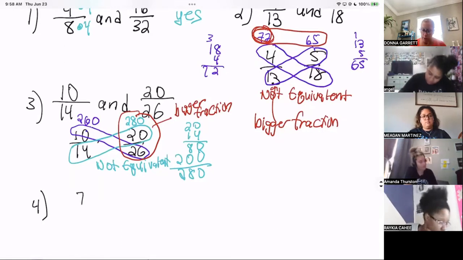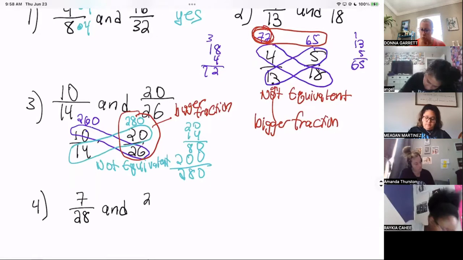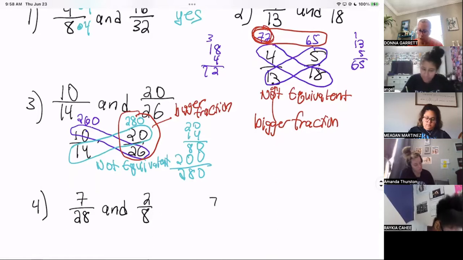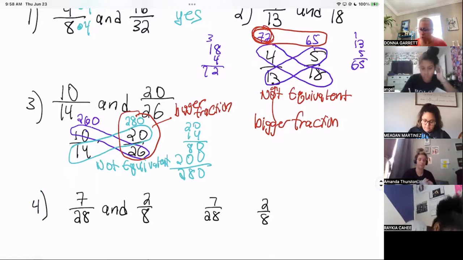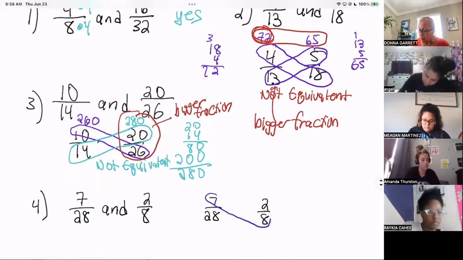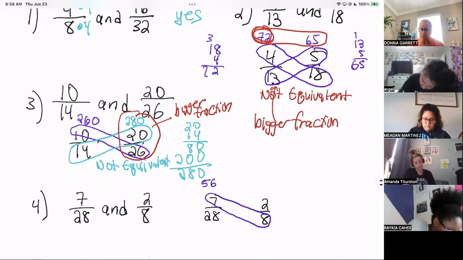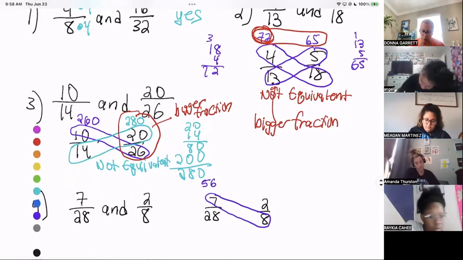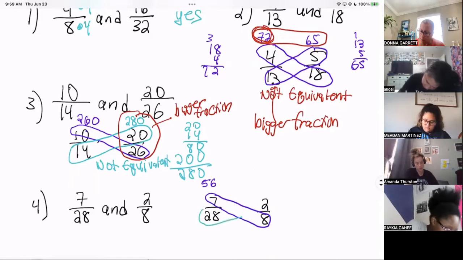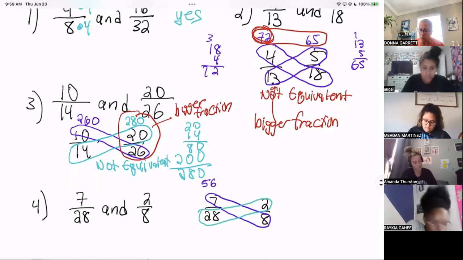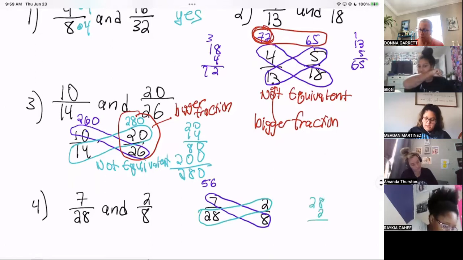Four, let's try this one. 7 over 28 and 2 over 8. Okay, so I'm going to write them next to each other so I can have room. Okay, so I'm going to cross multiply. 7 times 8 is 56. I write it on top of the 7. And then I'm going to cross multiply this one. What is 28 times 2? 56. Oh, look at this, 56.